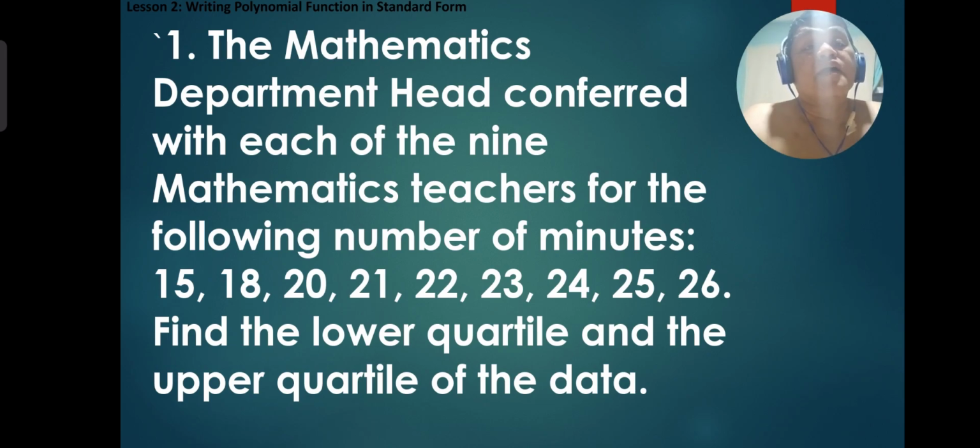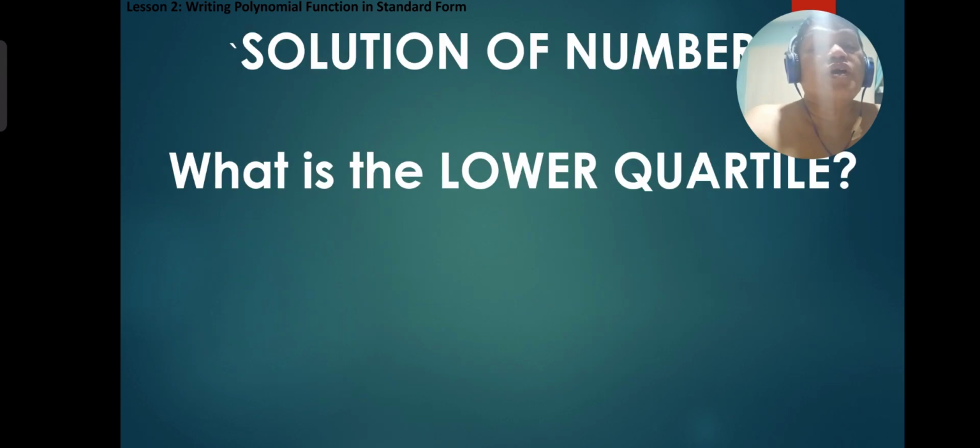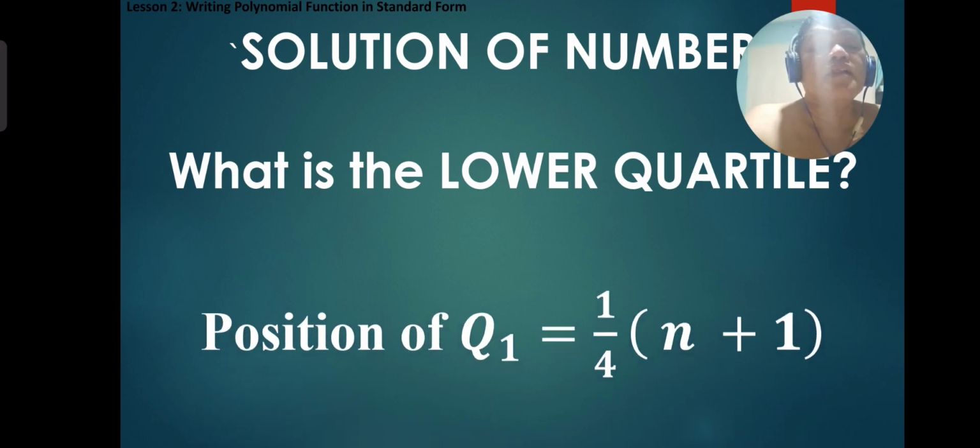The mathematics department head conferred with each of the 9 mathematics teachers for the following number of minutes: 15, 18, 20, 21, 22, 23, 24, 25, and 26. Find the lower quartile and the upper quartile of the data. So we have the solution. What is the lower quartile?